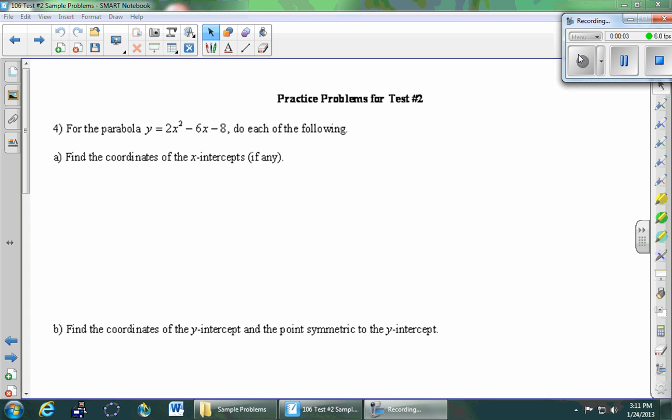This is problem number 4 on the practice problems for test number 2. For the parabola y equals 2x squared minus 6x minus 8, do each of the following. A, find the coordinates of the x-intercepts, if any.